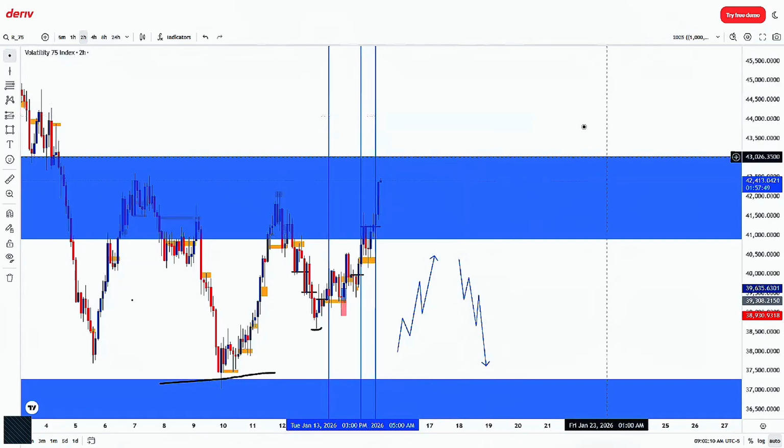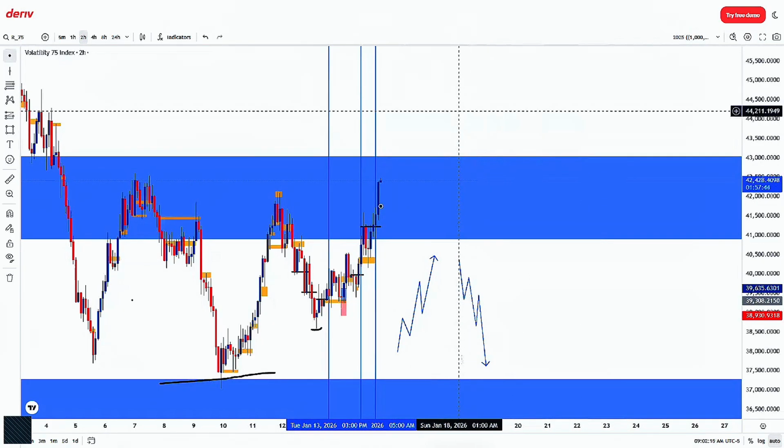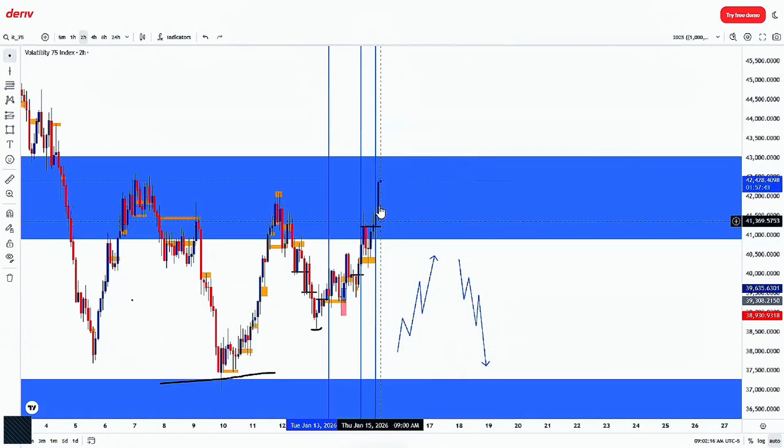So that is how I look at my trades. That is a breakdown that I did on VIX75, how I caught that trade, same way how I caught the next one, same how I caught the next one. So I gave you all the gems. Now you just look for it.